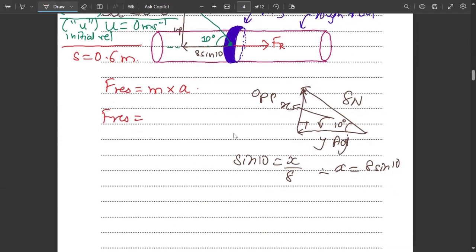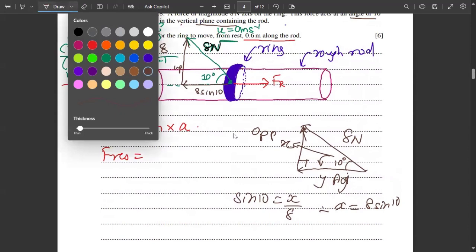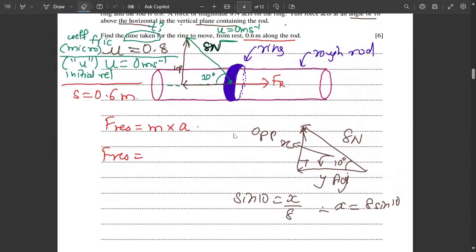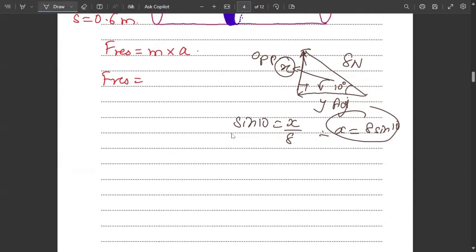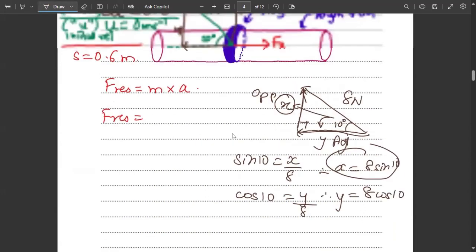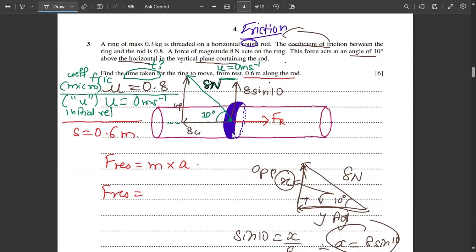Similarly, the force, no, my bad. This won't be 8 sine 10. What will be 8 sine 10? This X is the upward arrow. So 8 sine 10 will be the upward arrow. Let me draw the upward arrow here. I'm doing nothing but just shifting the arrow. And let me erase this ring and rough rod. So this upward arrow is 8 sine 10. And what about Y? Cos 10 will be equal to Y upon 8. So Y will be equal to 8 cos 10. And Y is the arrow to the left. So the arrow to the left will be 8 cos 10.